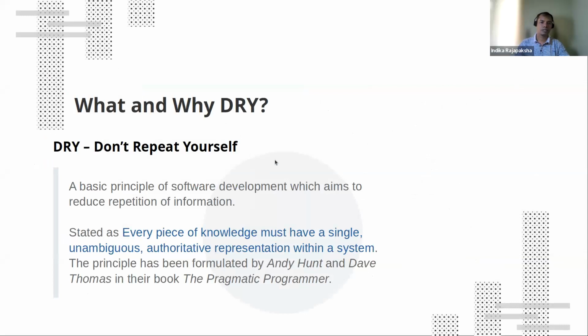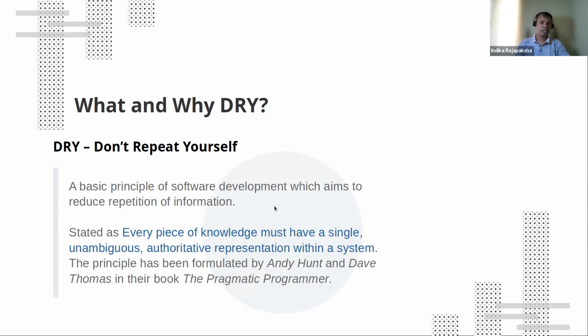Okay, so what is DRY? As everyone knows, it is a simple term called don't repeat yourself. This is a basic software development principle which aims to reduce the repetition of information within a system. It's not only about code, but anywhere or any time you try to write your code, I think you should follow this principle because it has huge benefits. We will see what the benefits are in the next slide.